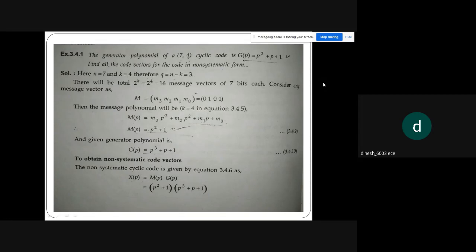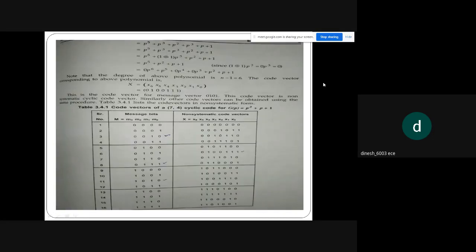A generator polynomial of (n,k) = (7,4) cyclic codes with generator polynomial p^3 + p + 1, and we had found the code vectors for all the different combinations of messages. So I think this table everyone would have verified and checked. Code vectors of (7,4) cyclic codes for the generating polynomial p^3 + p + 1. We had obtained non-systematic code vectors.